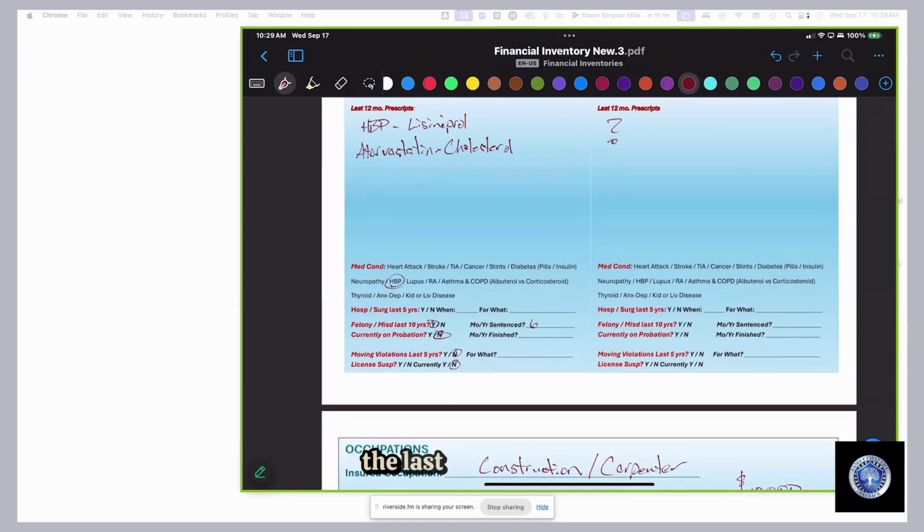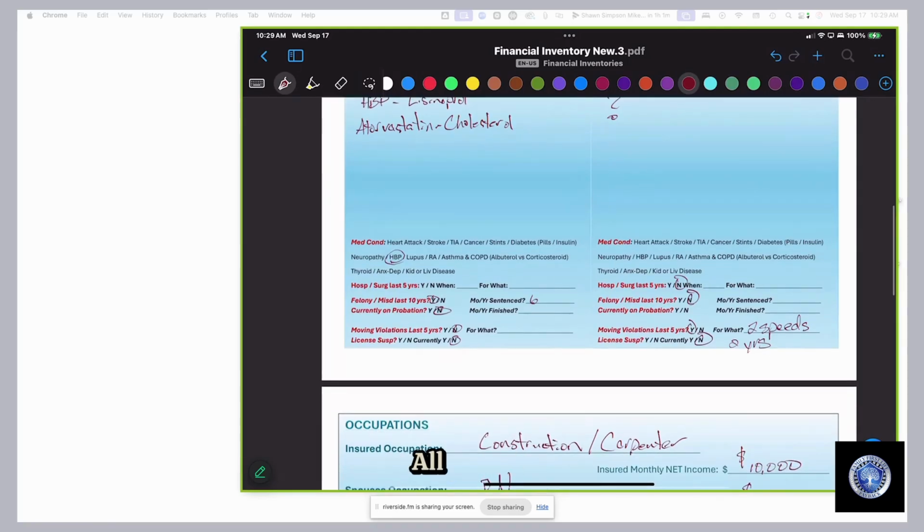Any surgeries in the last 5 years? Nope. Any felonies or misdemeanors? Nope. Any moving violations? Yeah, she has 2 speeding tickets. Okay, when was that? I think she got one this year and then last year. So in the last 2 years. Is her license suspended? No, she still has it. Okay, cool. All right.